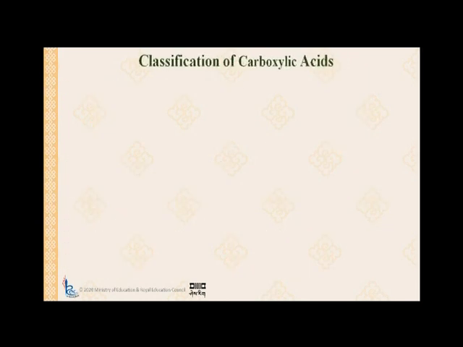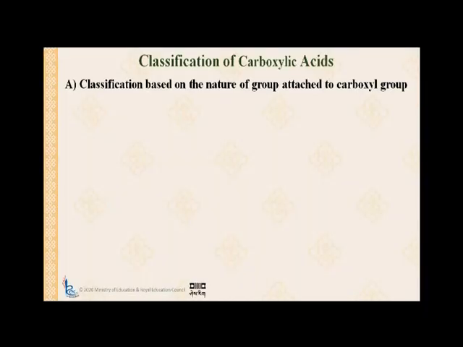Okay, then next let's see the classification of carboxylic acids. Carboxylic acids can be classified in different manners, so I'll present to you two types of classification. The first classification of carboxylic acid is based on the nature of the group attached to the carboxyl group. Based on that, carboxylic acids can be divided into two categories known as aliphatic carboxylic acids and aromatic carboxylic acids.